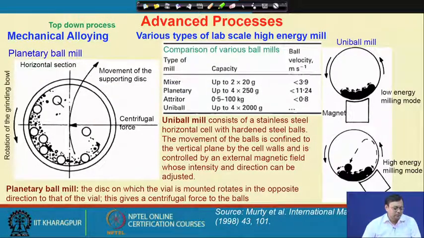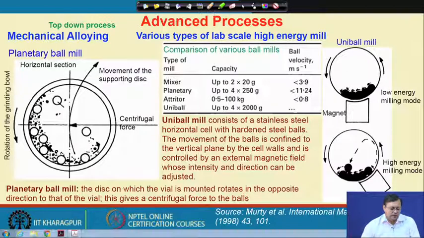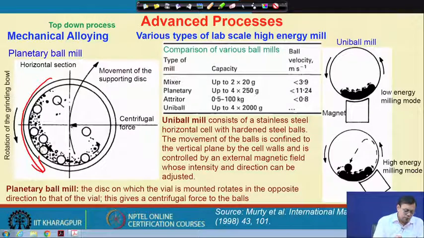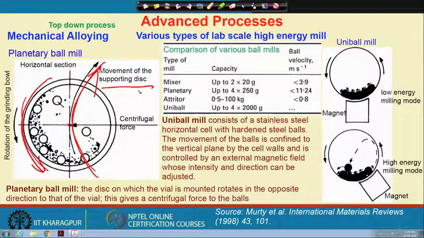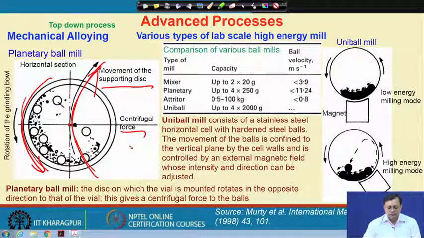Now, initially I showed you an image of a planetary ball mill, where we cause a planetary motion of the vials. The vial rotates on its own axis in one direction, and then in the opposite direction, in a clockwise direction, it rotates on a bigger wheel base. So, we get basically the effect of both motions. The movement of the supporting disc is also important in this case, and the centrifugal force is also very much important.